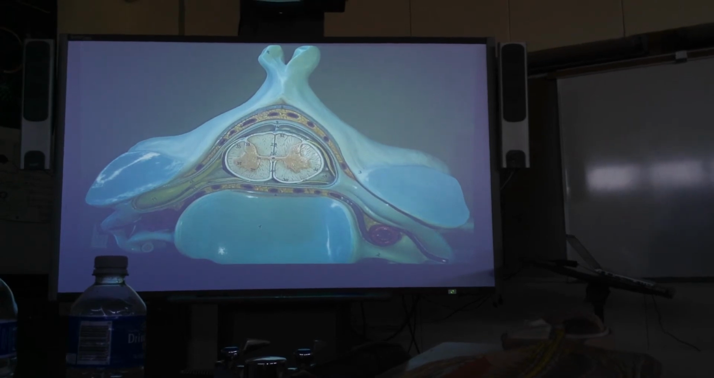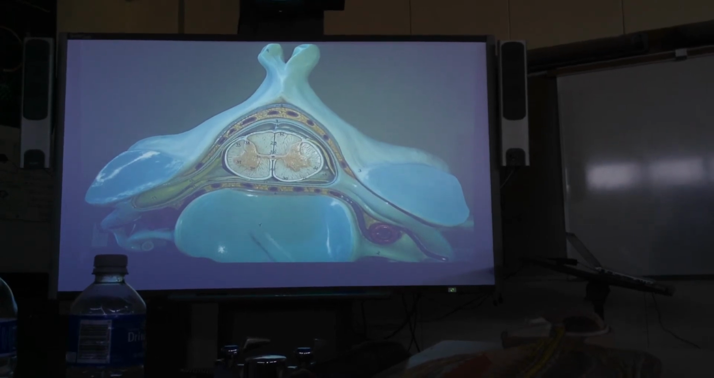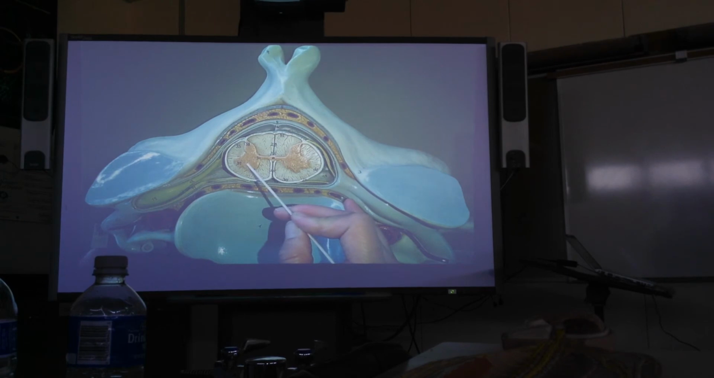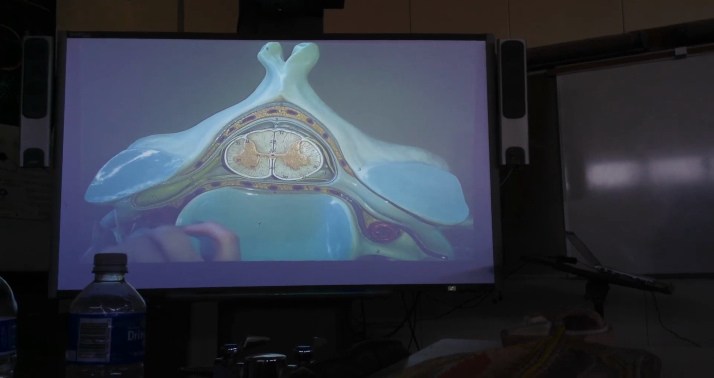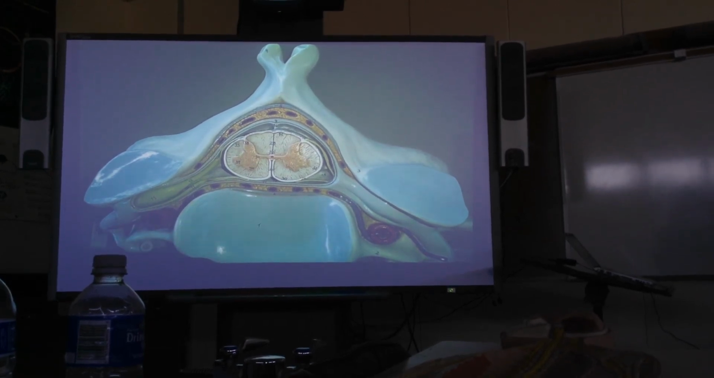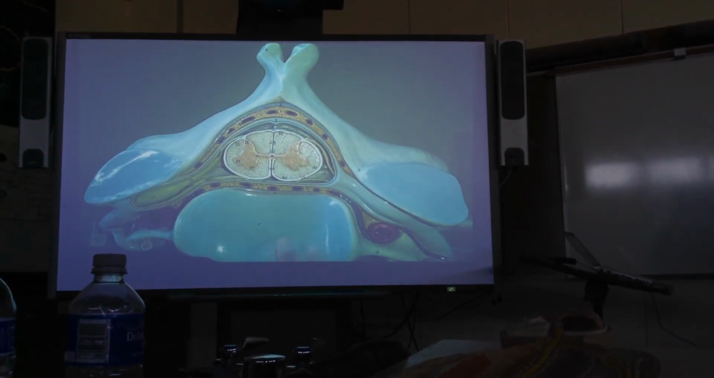Now let's follow motor information going out. Ventral horn, out the ventral root, and then ultimately out the spinal nerve. Okay? All right. Any questions on this model?